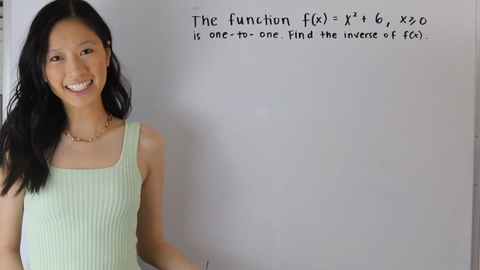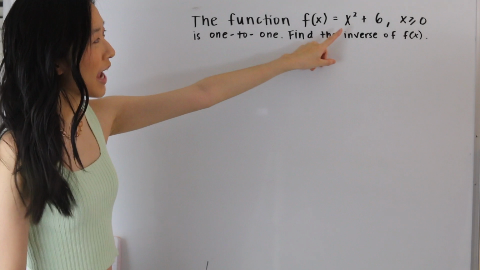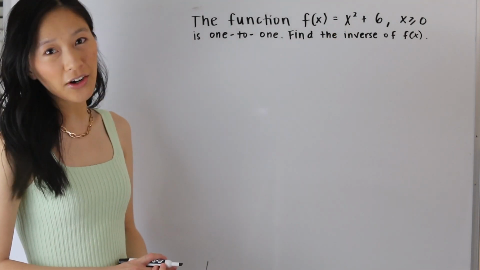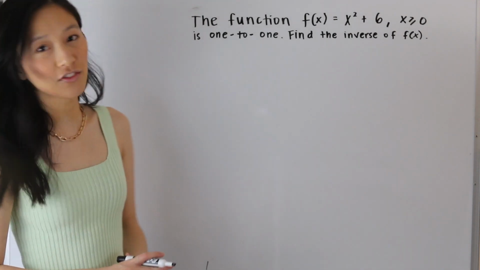In today's video we will be learning about how to take the inverse of a function. So let's get started. In this problem we have a function f of x is equal to x squared plus 6 on the interval x is greater than or equal to 0, and we know that the function is 1 to 1, and we are asked to find the inverse of f of x.